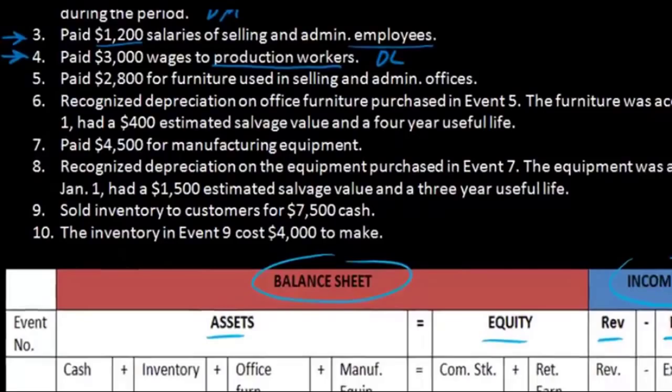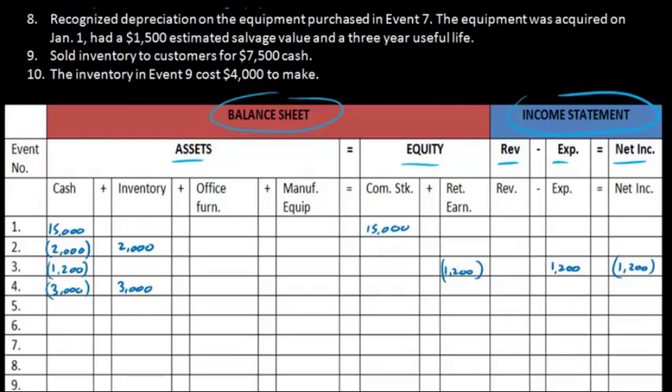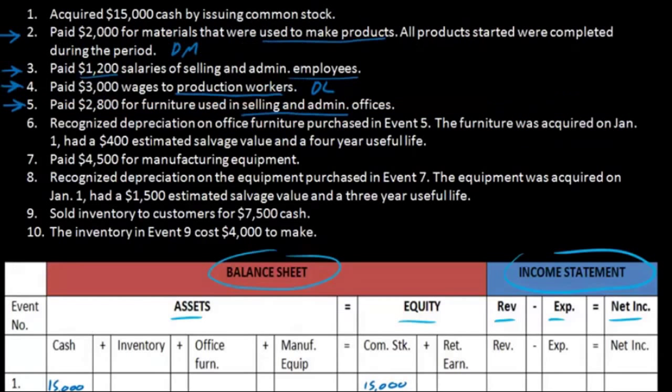So let's look at our equation. We have an outflow of cash of 3,000, but we're not going to expense it like we did with selling and admin labor. Instead, since this is a product cost, we're going to put it in the inventory. So inventory goes up 3,000. Notice how the product cost and the selling and admin costs are handled very differently.